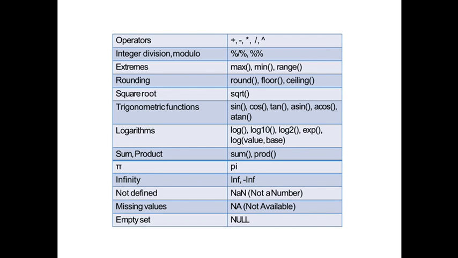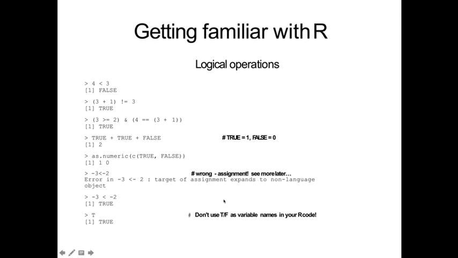Here are a few of the operators that we might use. We have expressions for the extremes, min, maximum, range, rounding, square root, the various trig functions, various logarithms, the symbol for infinity, and down here are some things that we'll start seeing when we look at data sets, like NaN is not a number, or NA is not available, and an empty set is NULL.